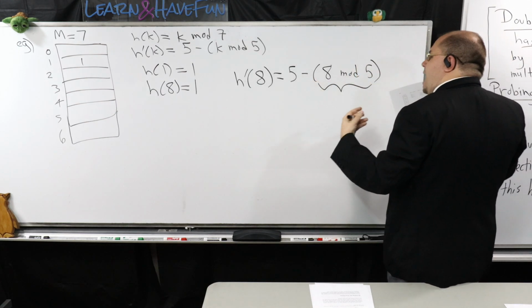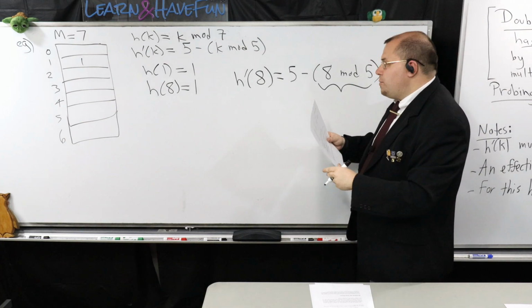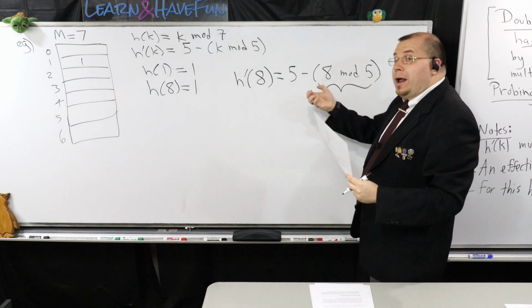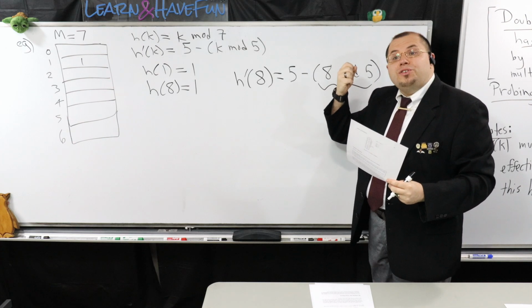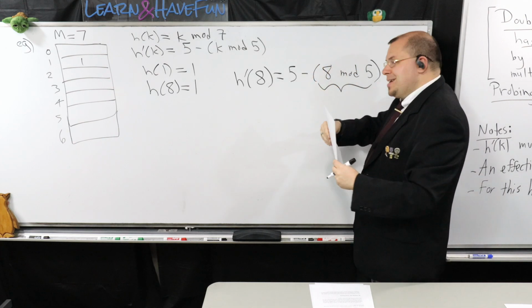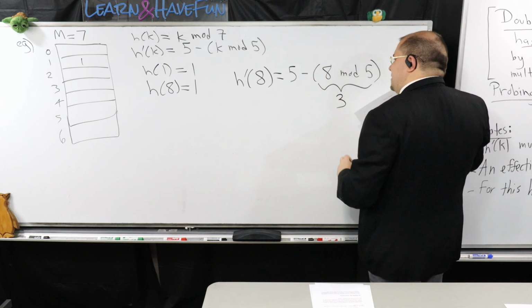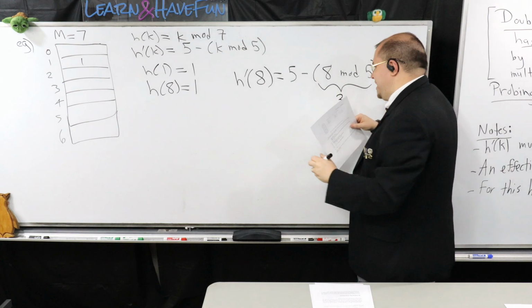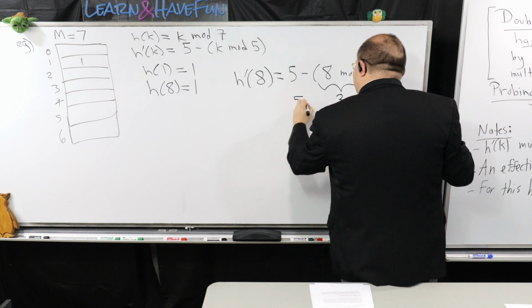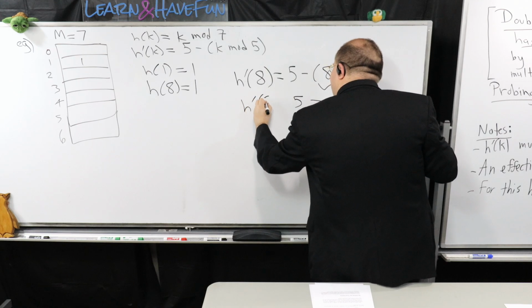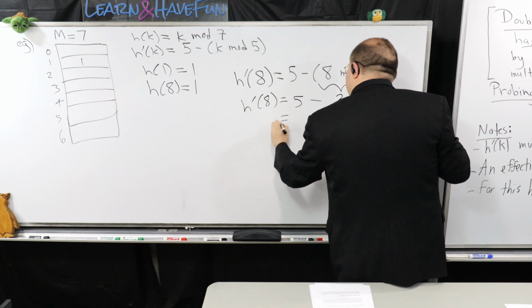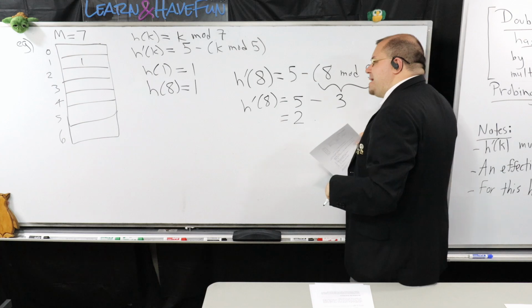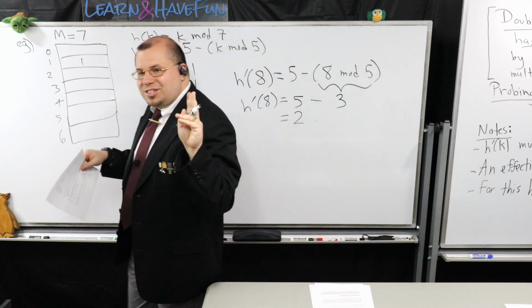Well, 8 mod 5, let's think of it. How many increments of 5 can you take away from 8? You can take one 5 away from 8. That leaves you 3. Exactly. See, the chat's well on this. I really like this. So that means we have 5 minus 3, so h prime of 8 is 2. That means we're going to have hops of size 2.